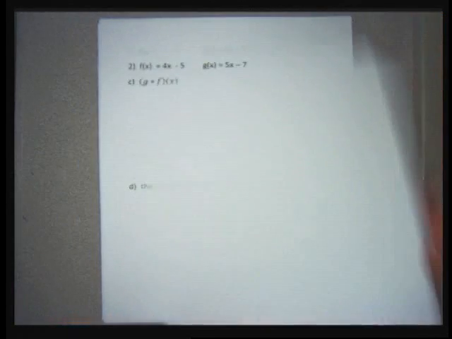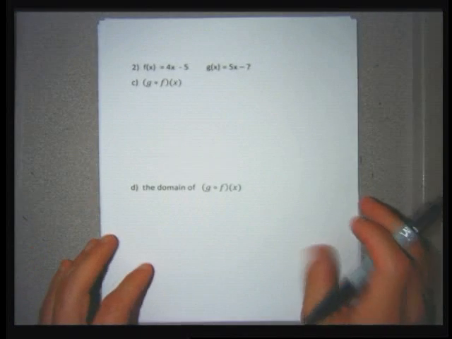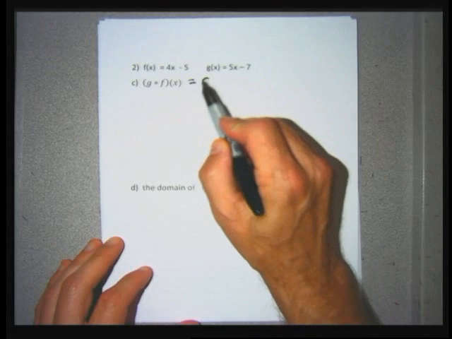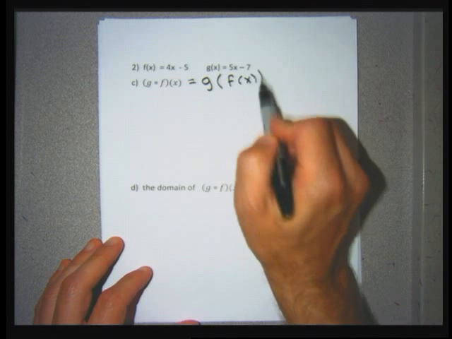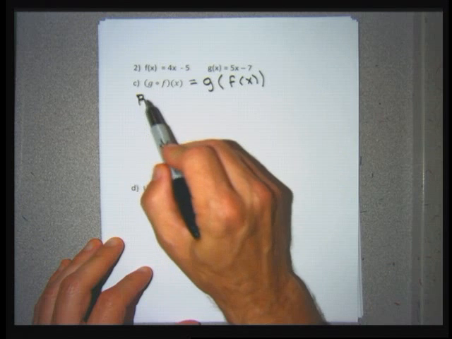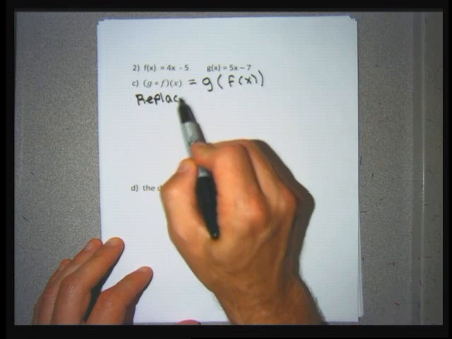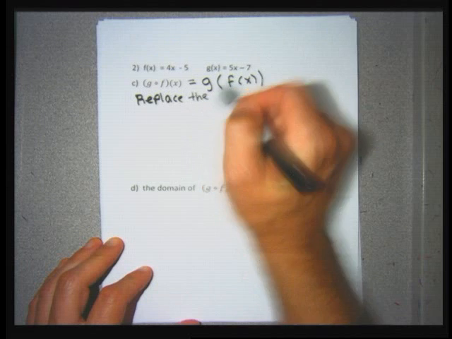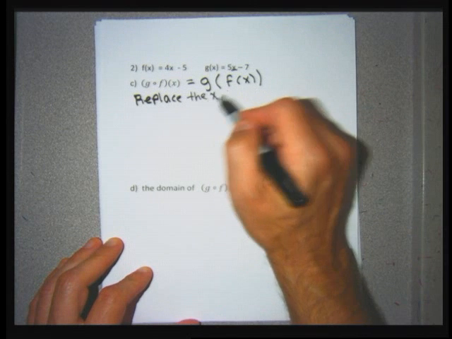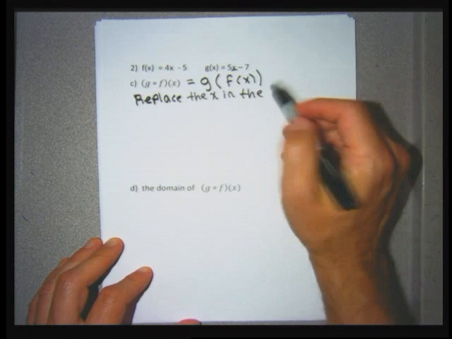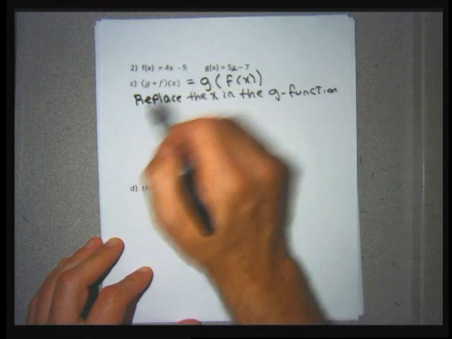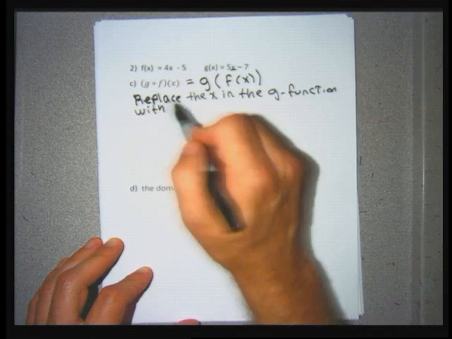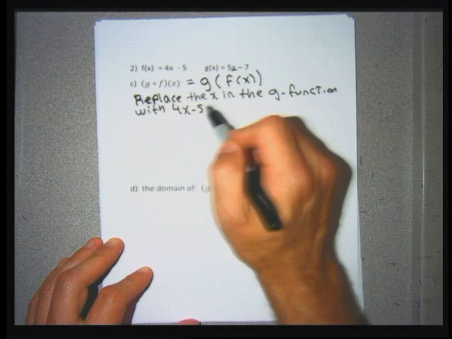Part C of number 2 is the reverse. It wants me to find g composed with f of x. And for what that's worth, this means to find g of f of x. And in words, this means to replace the x in the g function, in the right side of the g function technically, but I'll just say in the g function, with 4x minus 5, which is the right side of the f function, and then simplify.